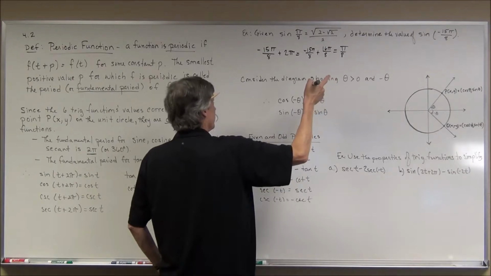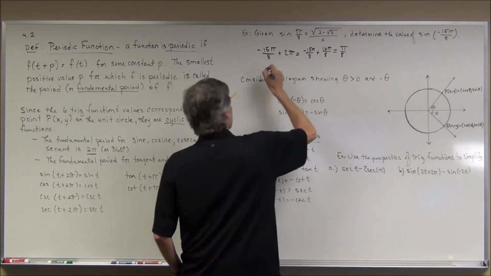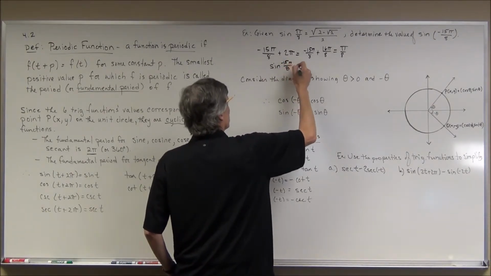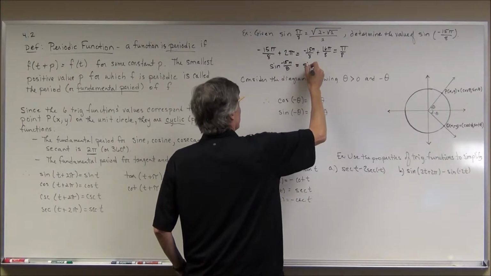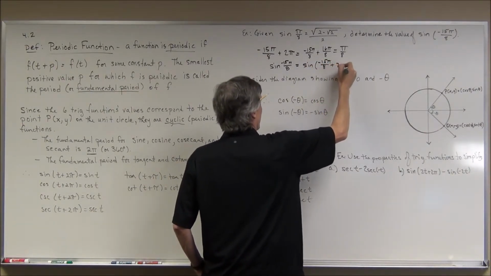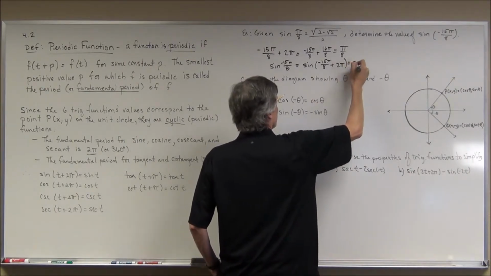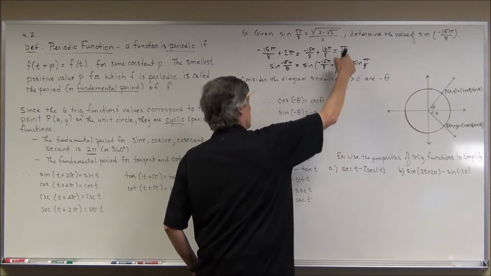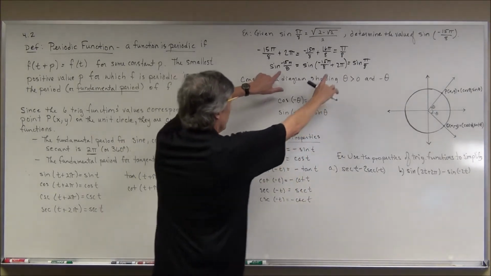So what I'm saying is that the sine of negative 15 pi over 8 is equal to the sine of negative 15 pi over 8 plus 2 pi, which is equal to the sine of pi over 8, because I just showed you that this is equal to pi over 8. Now look at this guy right here.